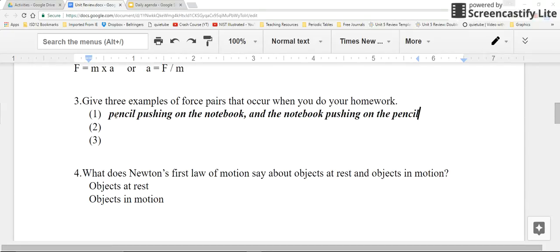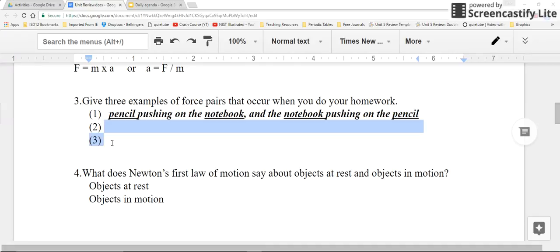Okay, what I want you to notice there is we've got these 2 words, pencil and notebook. There are 2 objects that are involved. The pencil is pushing on the notebook, and when we write our reaction force, we've got the same 2 words. Notebook and pencil are doing the reverse push. Okay? Action is the pencil pushing on the notebook. The reaction is the notebook pushing on the pencil.